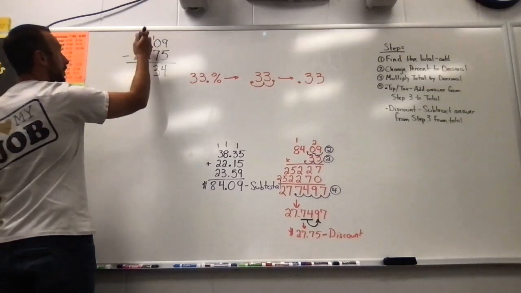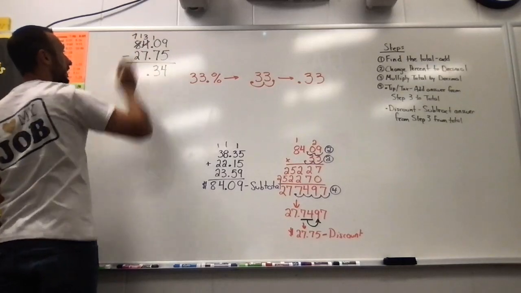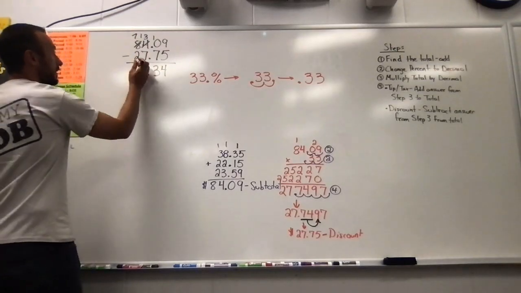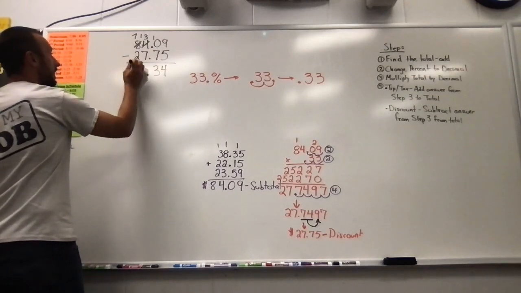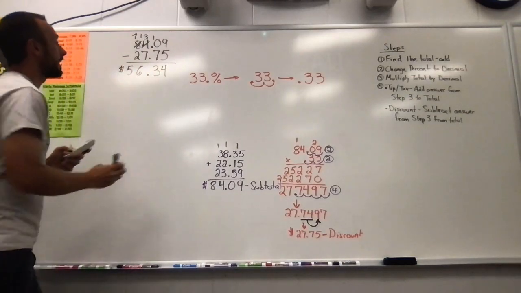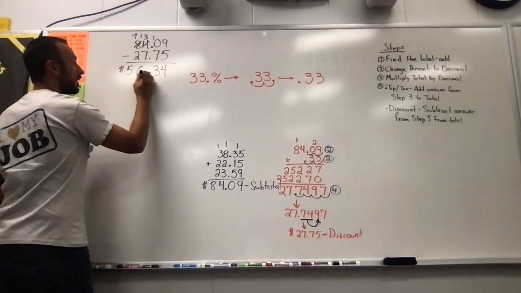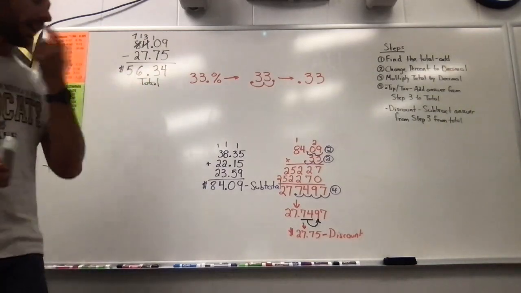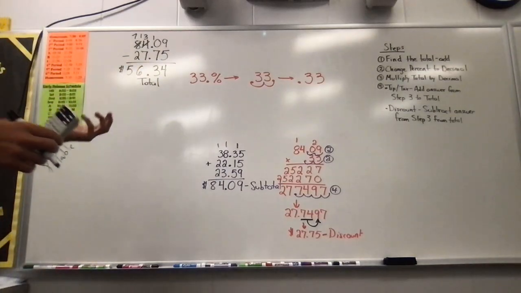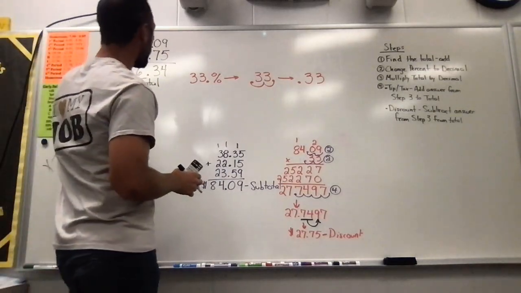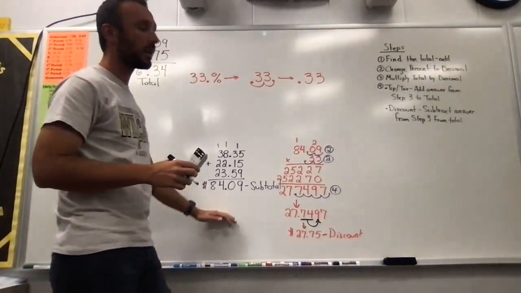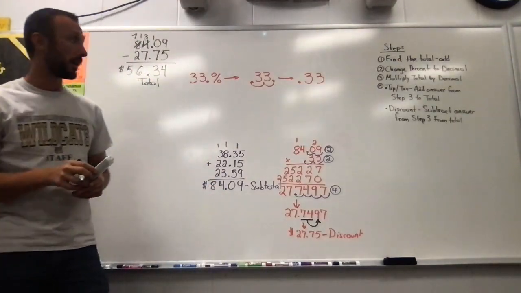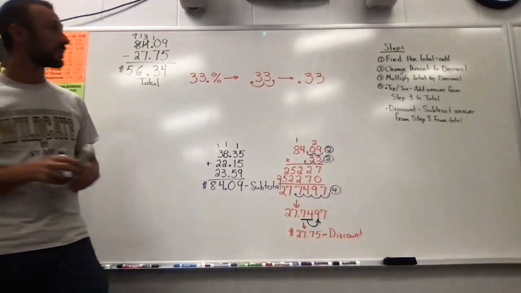I can't take 7 from 3, so I cross it out, make that a 7, make that a 13. 13 minus 7 is 6. 7 minus 2 is 5. So I get that her total after discount is $56.34. I know that's what I do because my total after discount should be less than the total before discount, because if it's a discount, you're saving money. So $56.34 is the answer to this one.